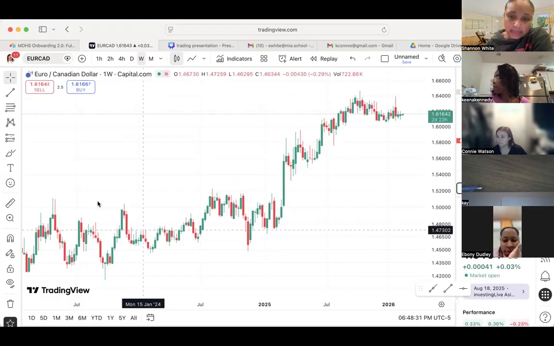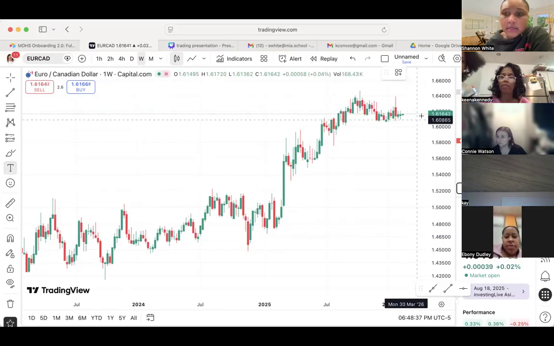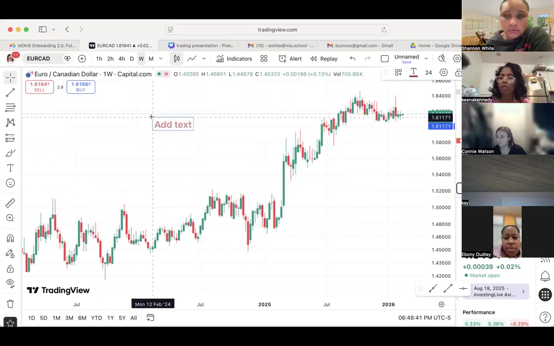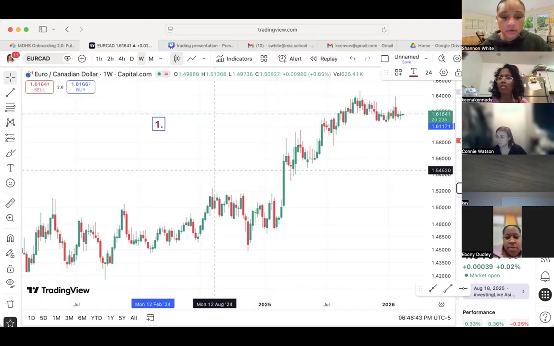Now, let's talk about this. Somebody read me the numbers. Can y'all see this little green box? 1.6, 1.54520. It's moving. All right.